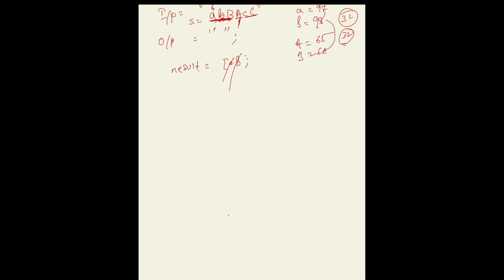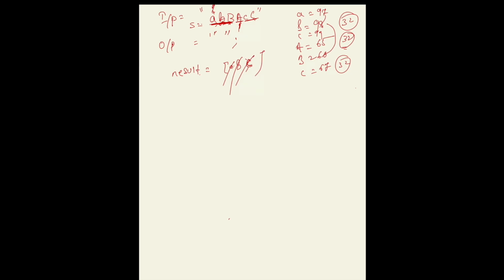Again it will push the C. Then it checks whether this C and this C differ by 32. Obviously it will: C is 99 and here C is 67. 99 minus 67 is 32. So it pops out, and we return the result. We join it and it returns an empty string. Okay, let's see, we'll do the coding.